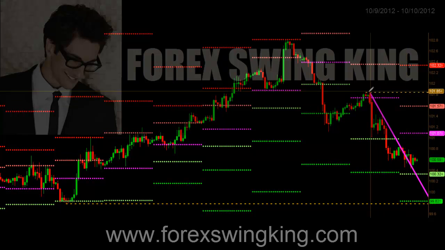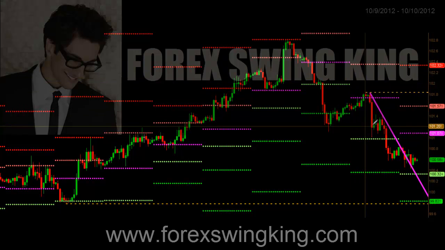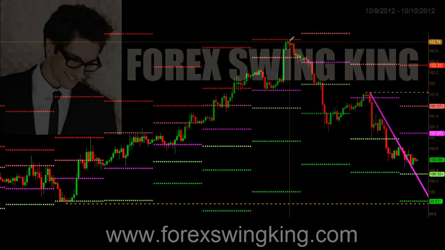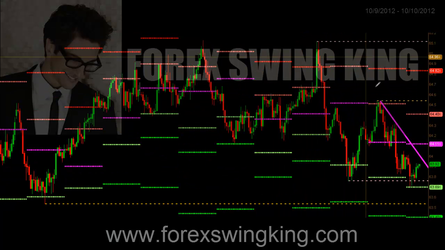Euro JPY, we can see that this is basing outside of the diagonal resistance. Okay, looking at taking a long at 99.77 and a short at 101.85. I really like this short setup just based off of the formation here. It's a very sharp resistance, and I tend to prefer those types of resistances. Also, very similar to the October 5th, 2012, 102.79, very sharp resistance. I really like taking shorts off of those levels.